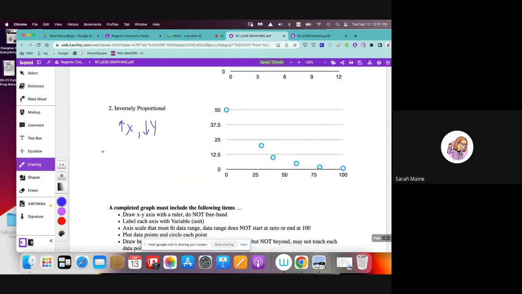So when we have this type of data, one variable increases and the other variable decreases, we end up with data that will create more of a curved line. And so we refer to this as a best fit curve.